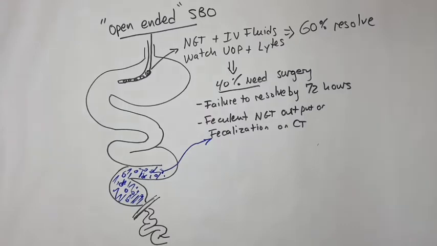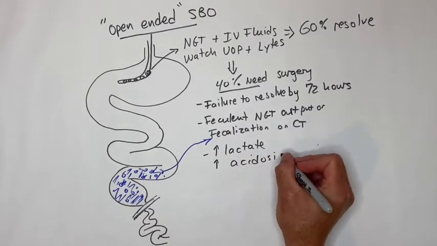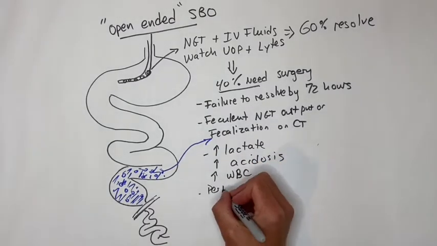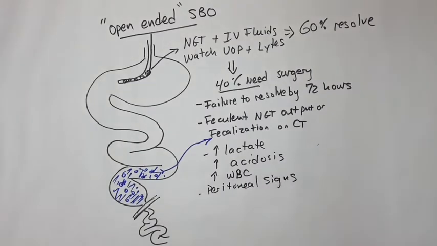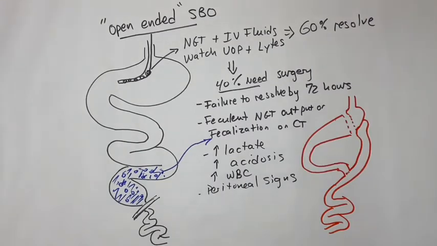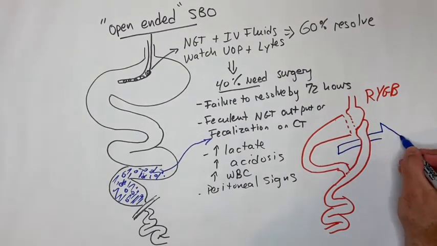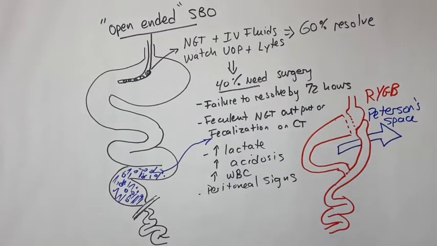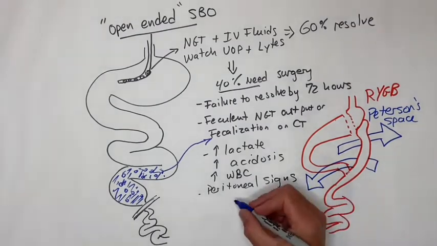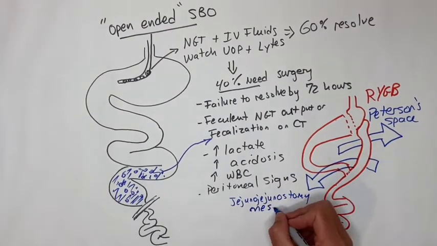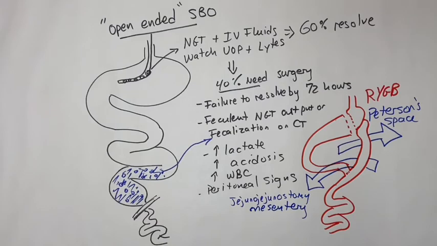Obviously, anybody with a high lactate, acidosis, sepsis, leukocytosis, or peritoneal signs needs surgery right away. Patients with previous Roux-en-Y gastric bypass with small bowel obstruction should be considered for early laparoscopic evaluation to rule out internal hernias through Peterson's space or mesenteric defects at the jejunojejunostomy. On a board exam and early in your career, you should have a low threshold to operate on small bowel obstructions.